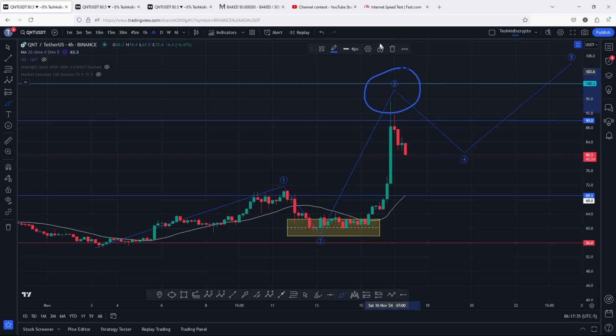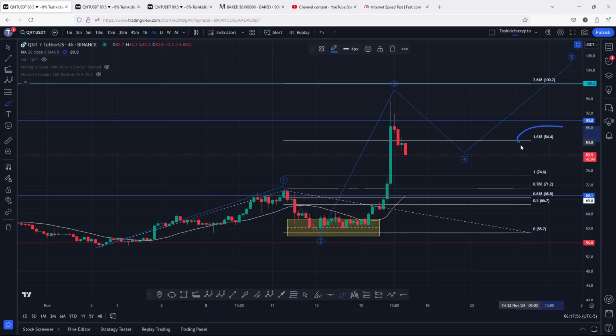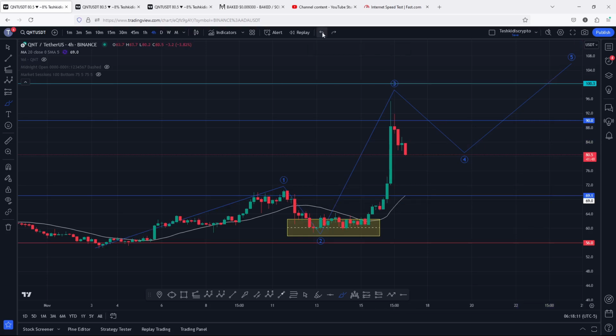Using the trend-based Fibonacci, connecting it from the low of the first wave to the high of the wave 1, then dragging the fibs to the low of the second wave, you can see that we fully maximized the minimum target area for the third wave at the fib level 1.618, and that is above the $84.4. We continued to push even higher, almost fully maximizing the next area on the Fibonacci, the fib level 2.618 above the $100.2.